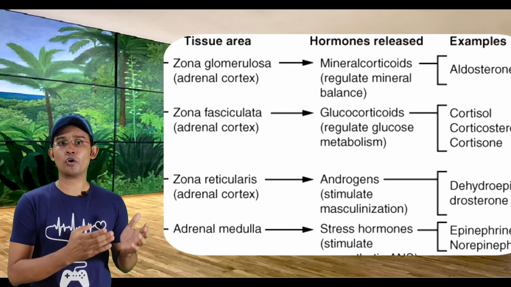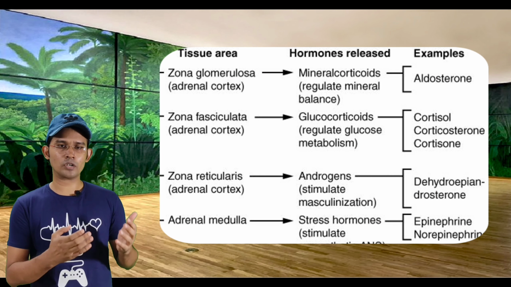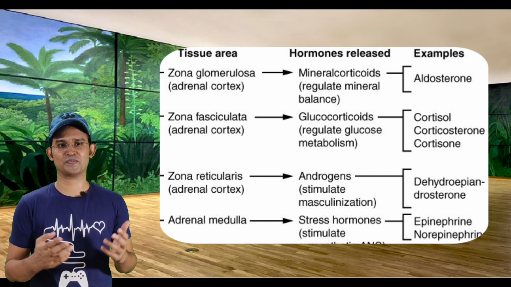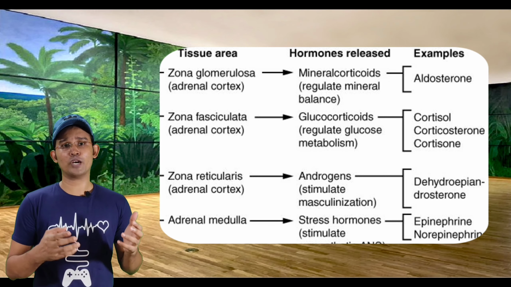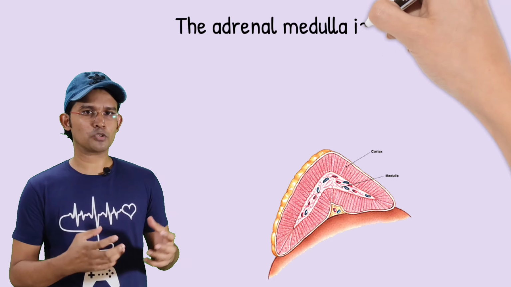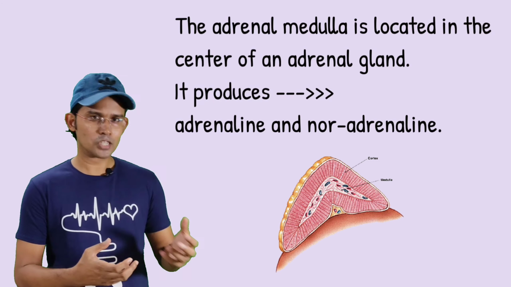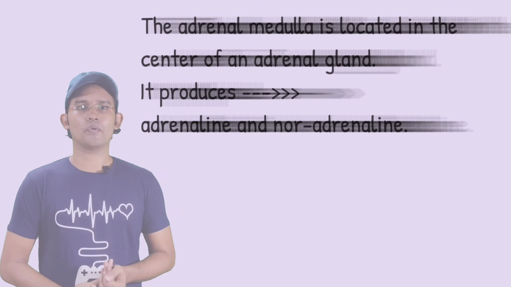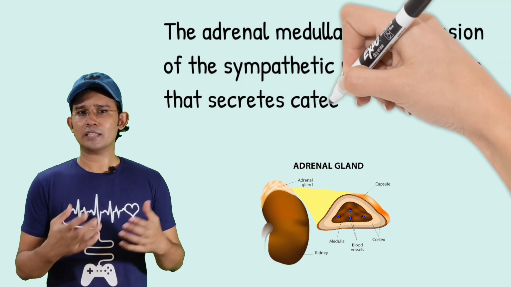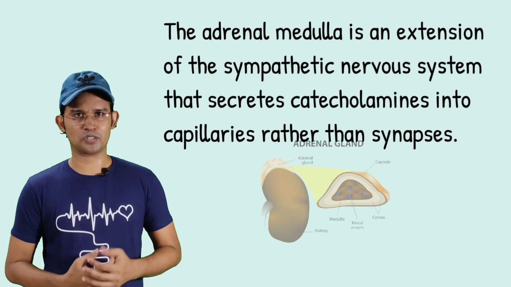Now, mineralocorticoids are also known as aldosterone, and the glucocorticoids are also known as cortisol. All hormones of the adrenal cortex are derived from cholesterol. The adrenal medulla is located in the center of the gland and it produces adrenaline and noradrenaline. It is an extension of the sympathetic nervous system that secretes catecholamines into the capillaries rather than synapse.